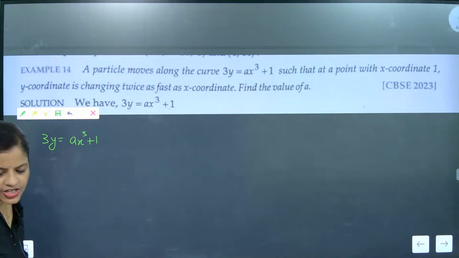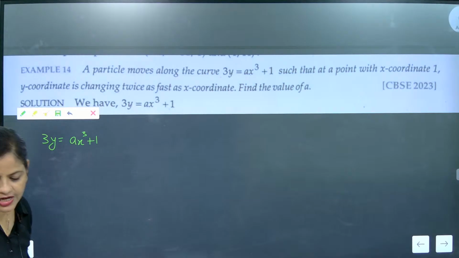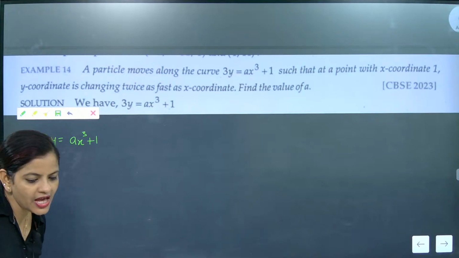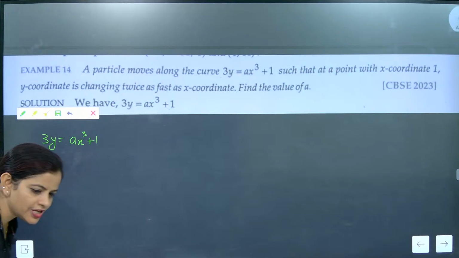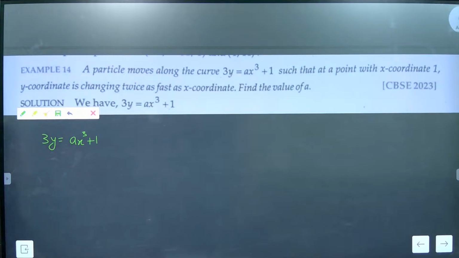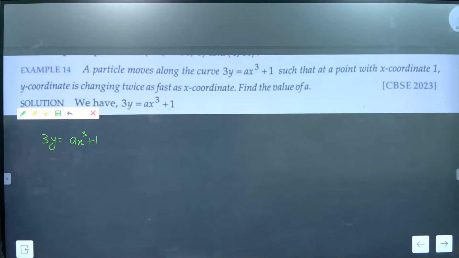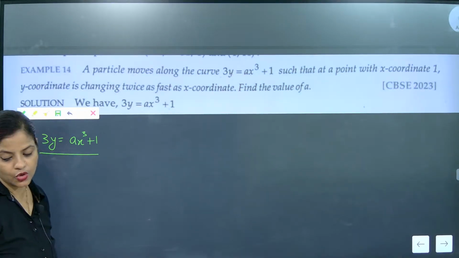The y coordinate is changing twice as fast as the x coordinate. Now we have to find the value of a. Thank you, Gujarat Education. What we need to find here is the value of a. So our equation is 3y = ax cube plus 1.